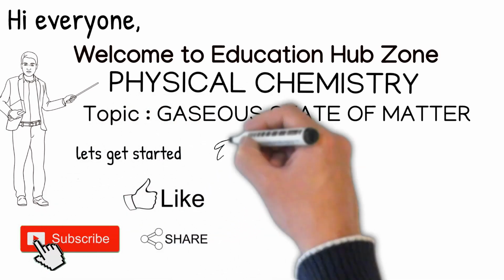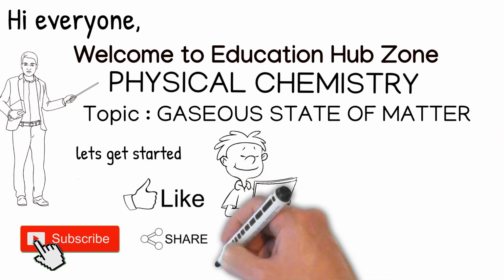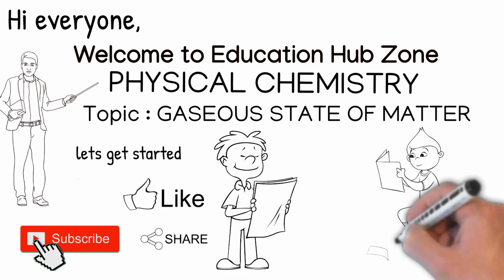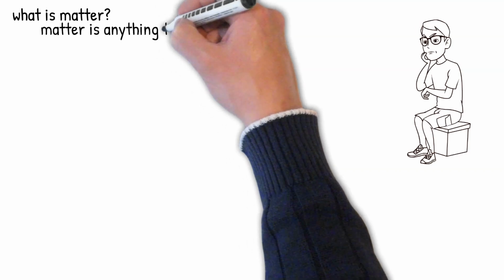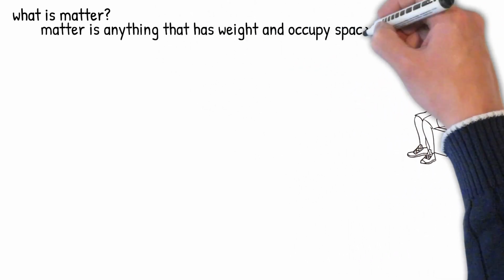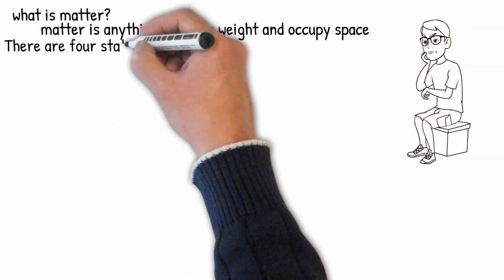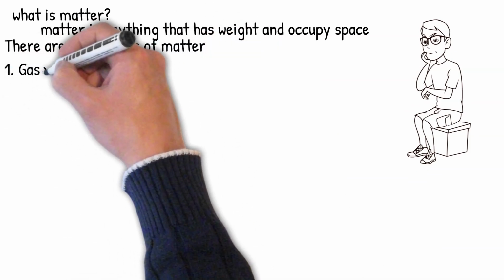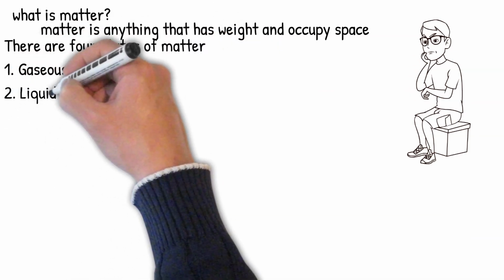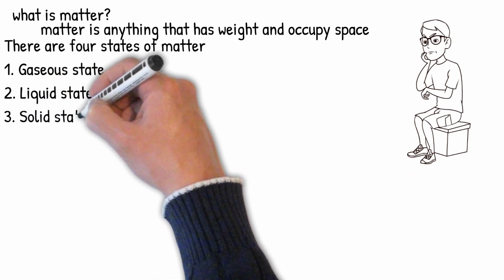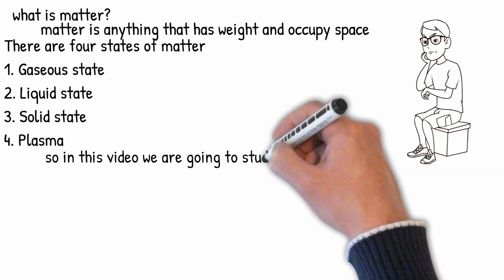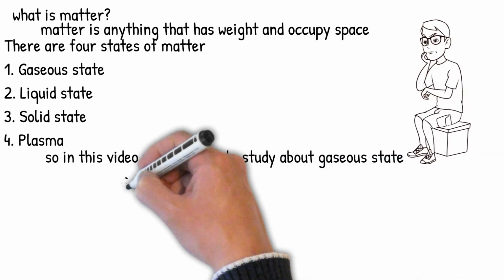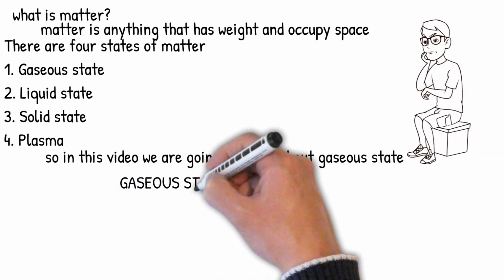Okay, let's get started. What is matter? Matter is anything that has weight and occupies space. There are four states of matter: gaseous state of matter, liquid state of matter, solid state of matter, and plasma. So in this video we are going to study the gaseous state of matter.